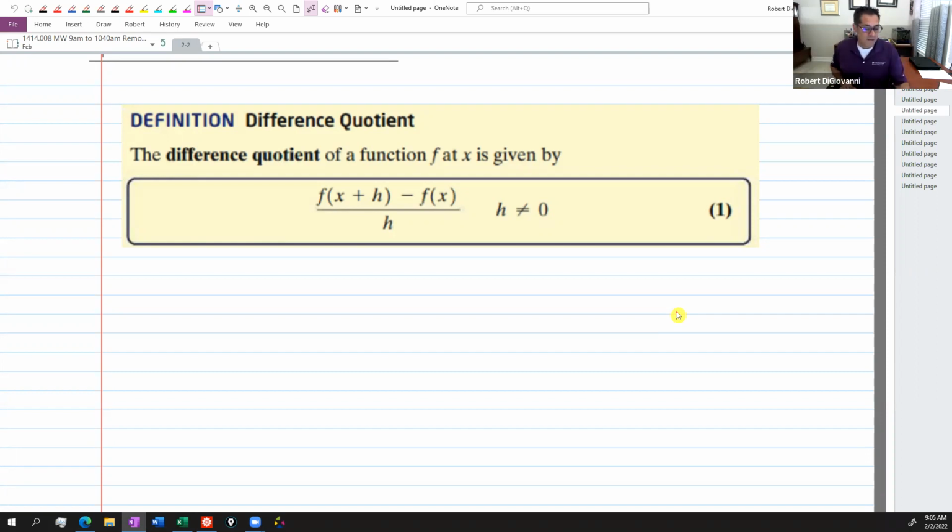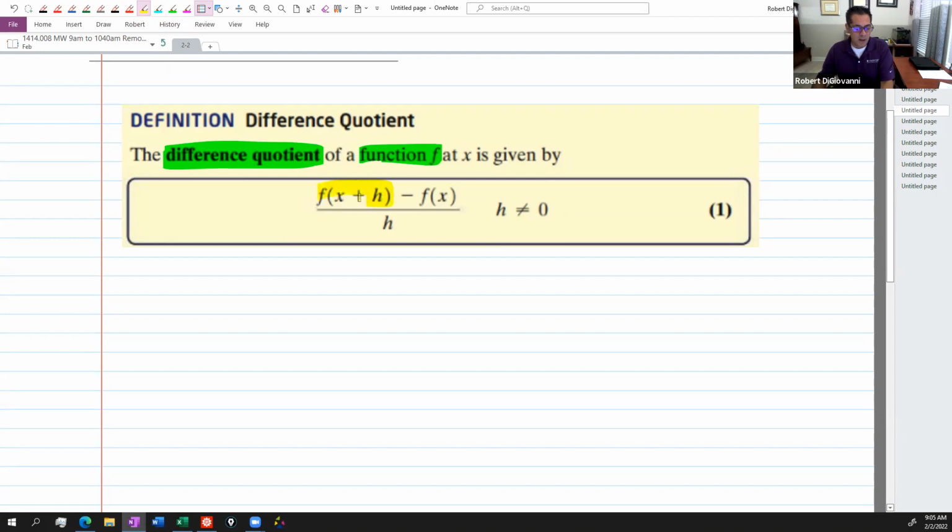So here's the definition. The difference quotient of any function. If someone hands you a function, we can always try to find this thing called the difference quotient of that function, for any function. And all it is, it's kind of like three parts.